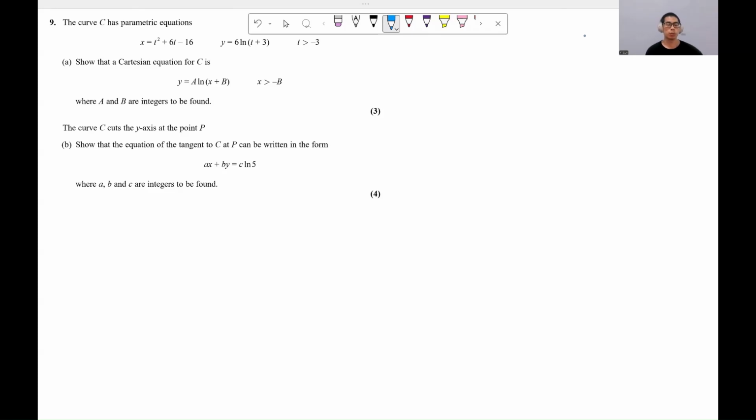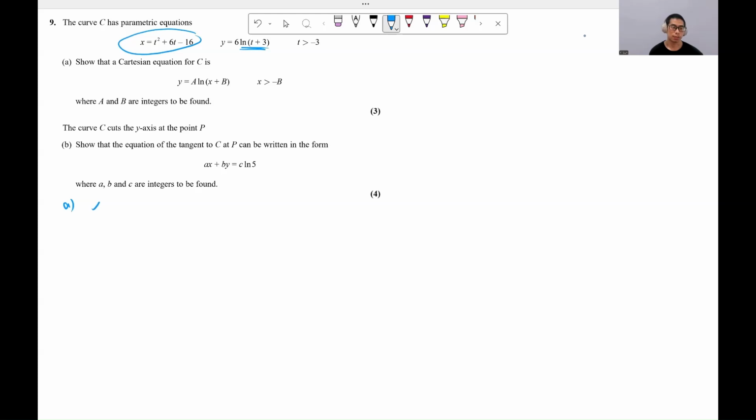Okay, so for this one, we just try to find the Cartesian equation. Since we already have y equal to 6 ln(t plus 3), we need to make t the subject in the x equation and then substitute into the y equation. So let's do that first.